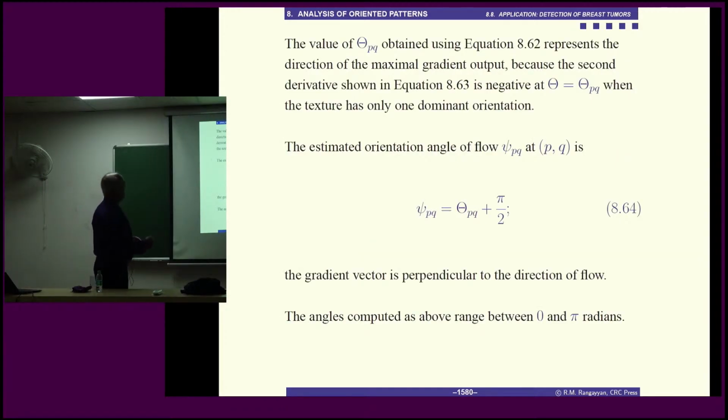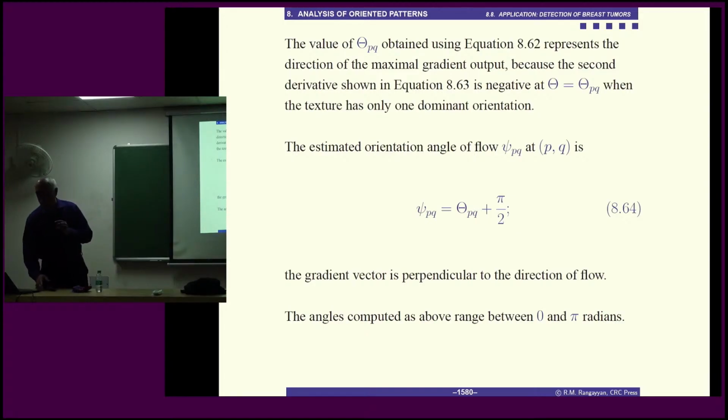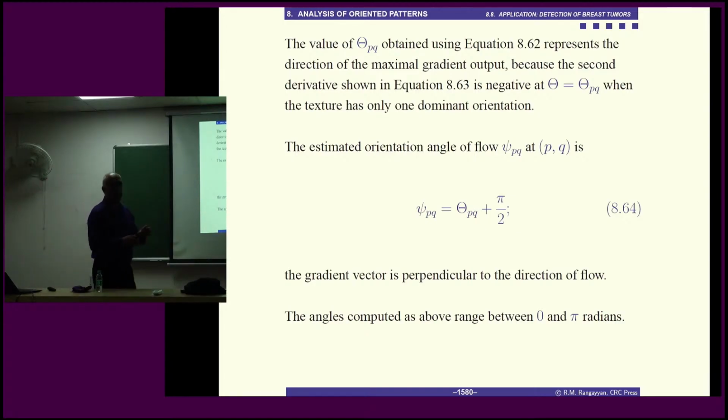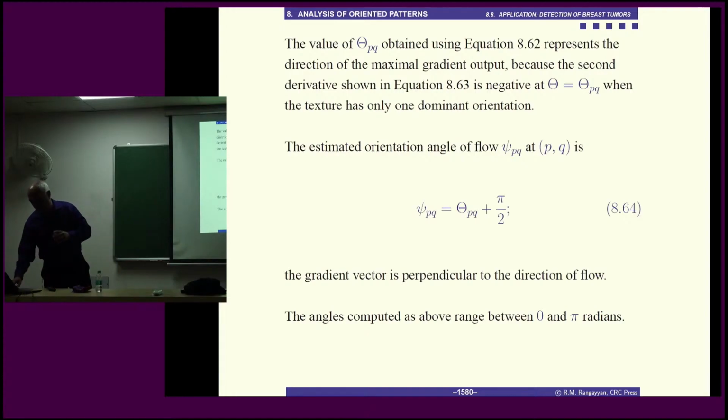And the estimated orientation angle of flow at that point is this quantity. The gradient vector is perpendicular to the direction of flow. So this is texture flow analysis. Now note that there is another method called optical flow, where you are dealing with functions of time. So here, nothing is flowing, it's a static image, but how does texture at a point compare to a reference point in terms of gradient orientation, or orientation flow you can call it.